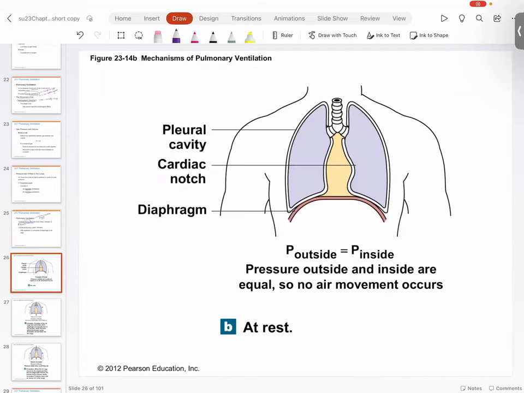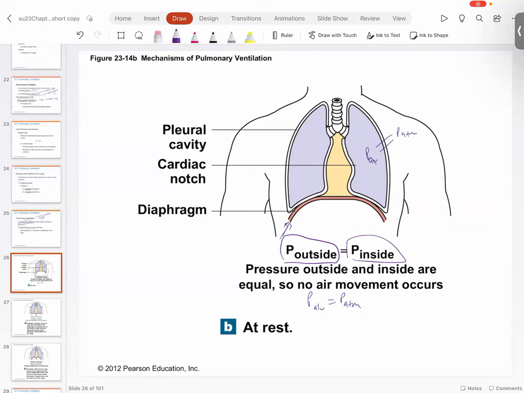So let's take a look at this here just a second. So here's how we inhale. Here's our lung in our pleural cavity. And here's our diaphragm that's connected to the parietal layer of the cavity. At this particular point, the pressure outside is equal to the pressure inside. What that means is the inside pressure of the alveolus is equal to the pressure of the atmosphere. And that's actually how I prefer to write it. Alveolus is equal to atmosphere.